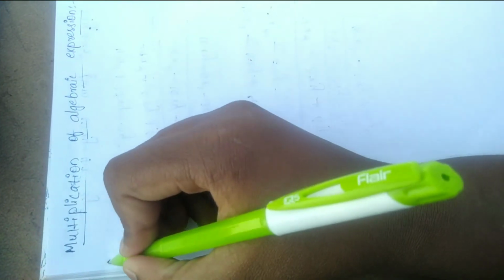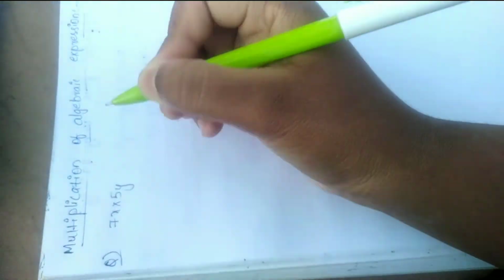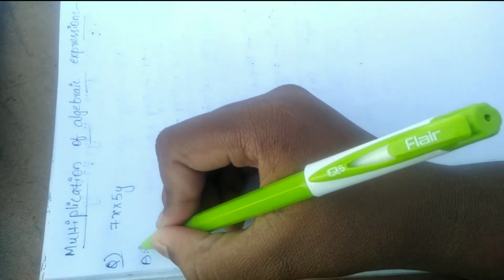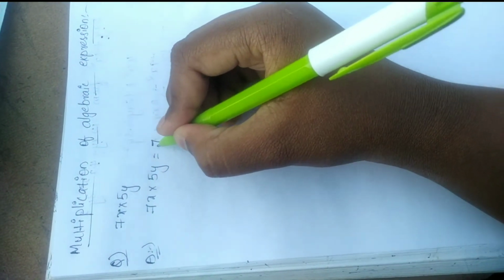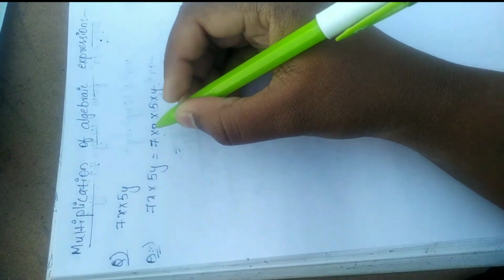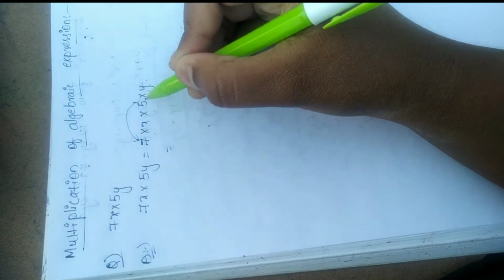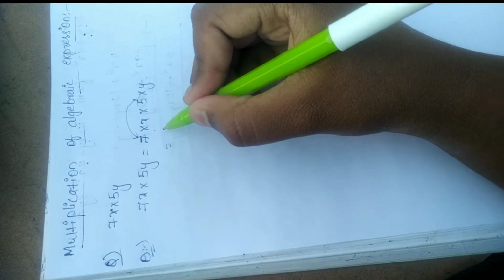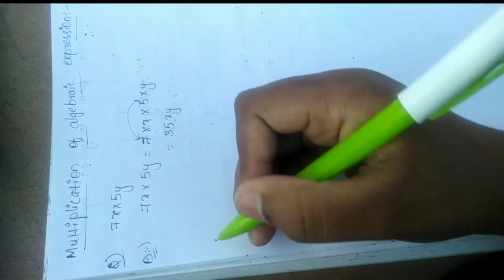Next one is multiplication of algebraic expressions. Let's take the examples. 7x into 5y. The solution for this is simple. 7x into 5y. We all know the multiplication, that is 7 into x into 5 into y. We have to multiply the constant terms. 7 into 5, 7 5s are 35, and x into y, xy.